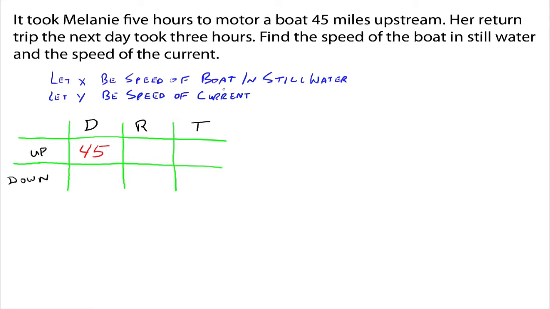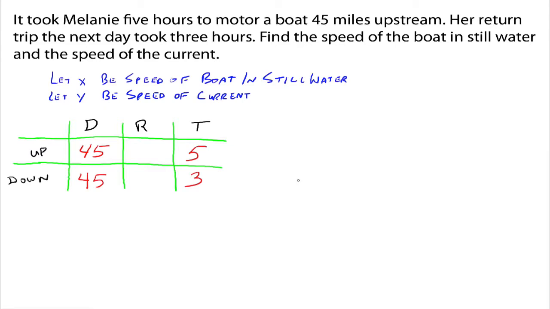And her return trip the next day, so she's returning to the same place that she started the next day. So the distance going downstream is 45 miles as well. So both the distances are 45 miles. All right, so now when she's going upstream, the time it took her to go the 45 miles is 5 hours. And then downstream, it took her 3 hours to go back down. All right, so now it's the rates that we're talking about. Well, if we have no current and the water is perfectly still, then x is the speed of the boat.